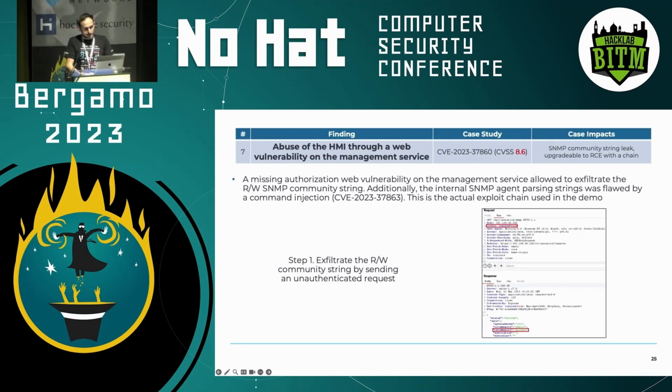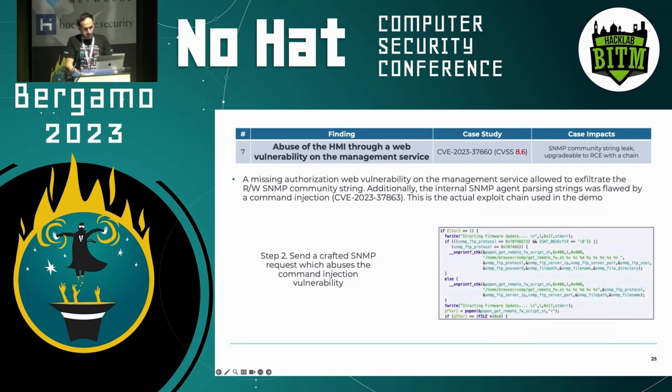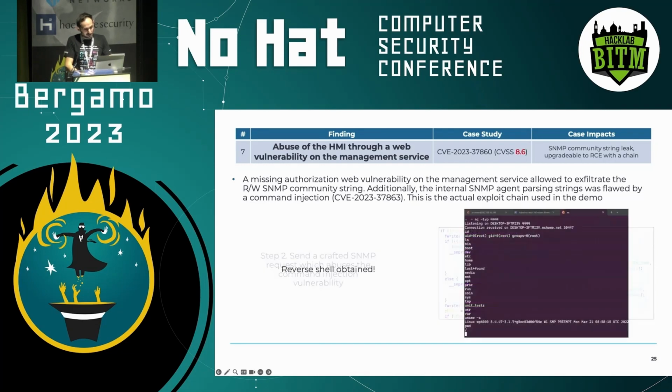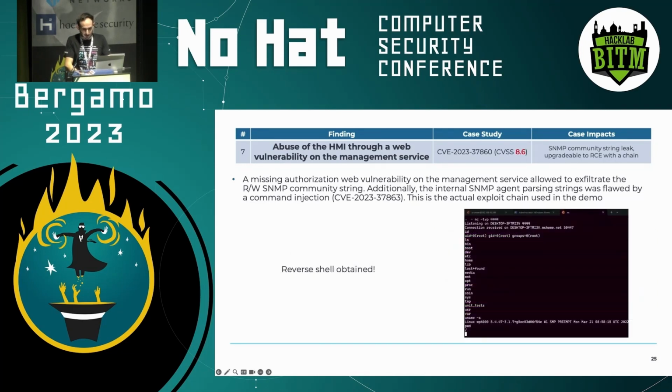But then we started looking into it, and we soon noticed that the agent that was parsing the SNMP options for one specific option was happily taking its value and putting it inside the popen without any further validation. So guess what? Reverse shell with root privileges, by the way.